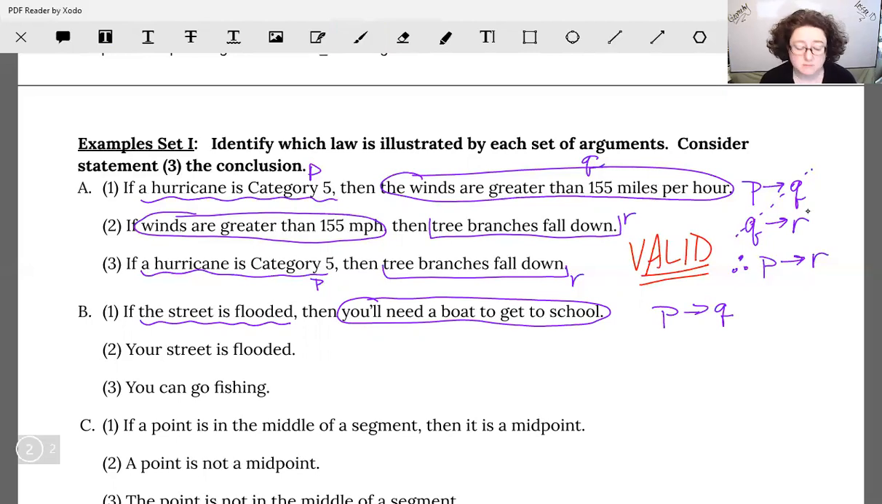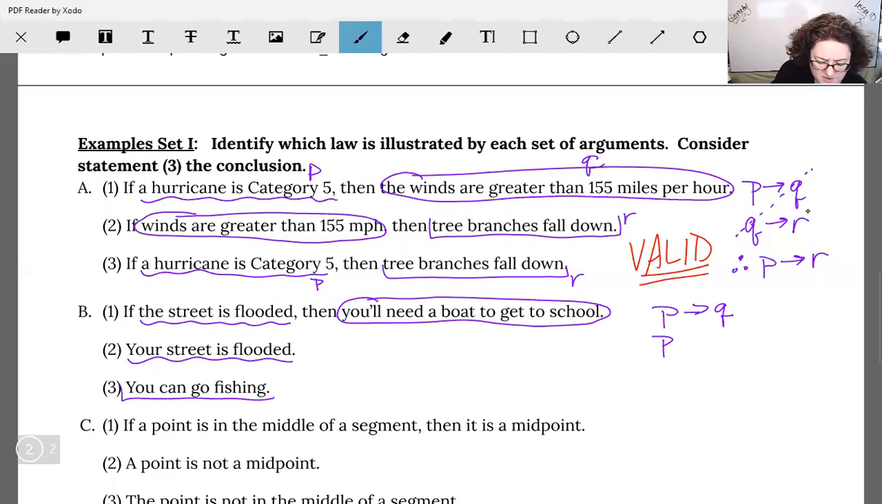Your street is flooded. Well, wait a second. That's the same idea. Again, the grammar's a little different, but it's the same idea as what we used in that P statement. So it almost looks like I'm just repeating that sentence over again. So my conclusion should be, therefore Q, and you can go fishing. Wait a second. Do we have "you can go fishing" anywhere else in any of these sentences? Huh. That's a totally new idea.